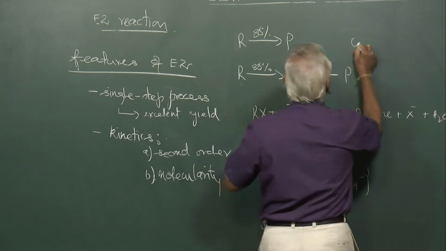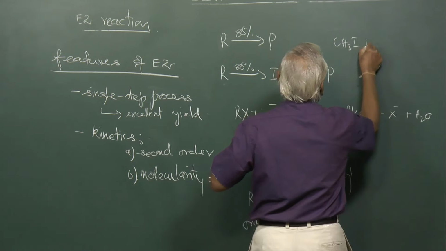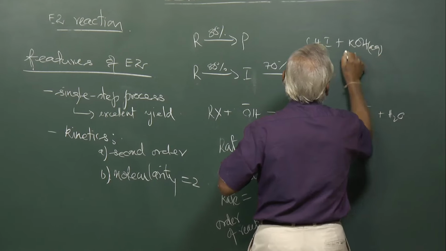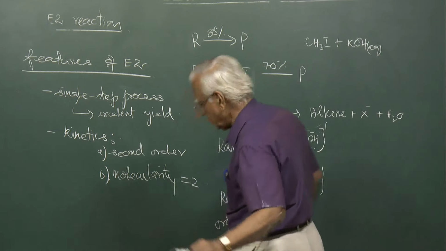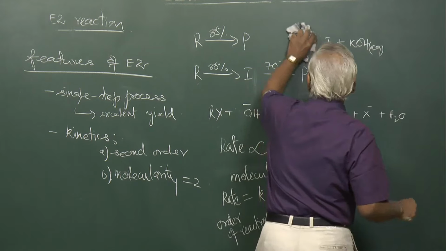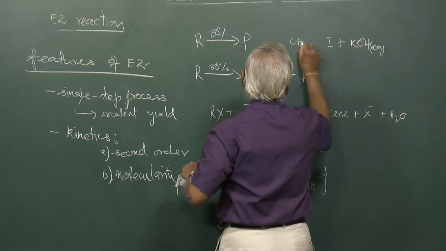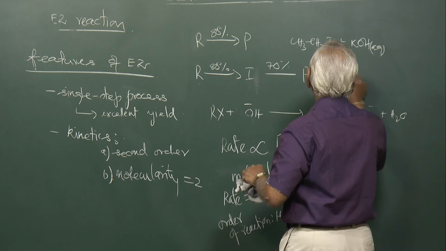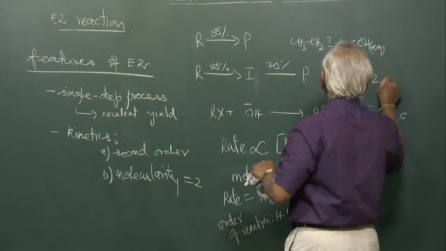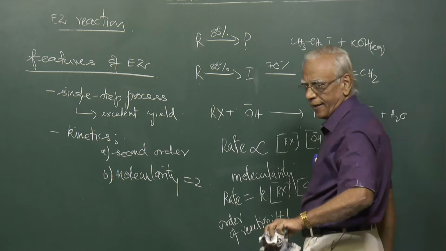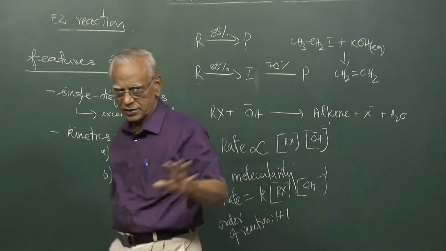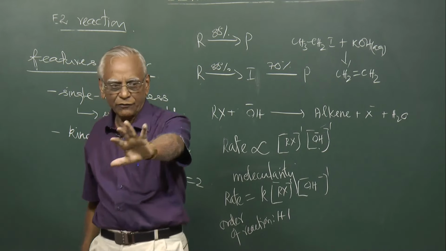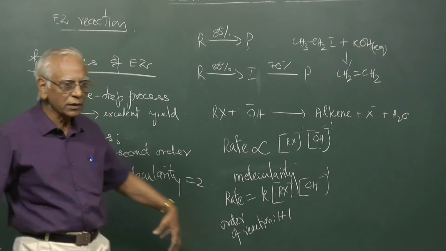For example, methyl iodide plus aqueous KOH. I'm sorry, it is a substitution reaction. Let me take ethyl iodide to form ethene. Let's say this is going to be the reaction here, plus potassium iodide and plus this. And we do this reaction. Of course, it's a gaseous substance, so we have got lots of limitations. Assuming that we do the reaction, we find order is equal to 2.